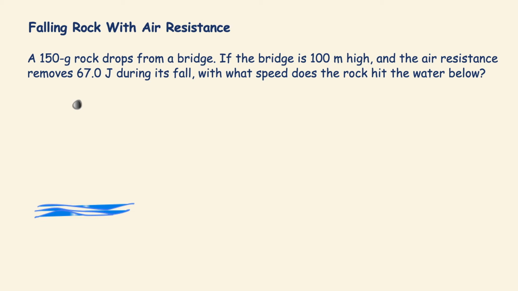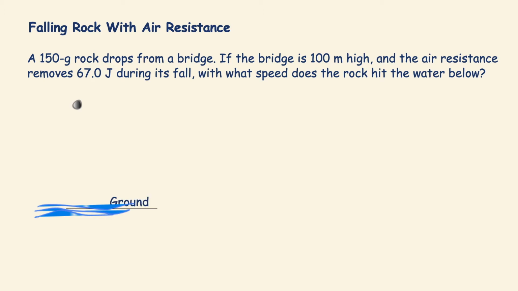We'll consider an example here of a falling rock with air resistance. We're going to have a 150-gram rock dropping from a bridge. If the bridge is 100 meters high and the air resistance removes 67.0 joules during its fall, the question will be: with what speed does the rock hit the water below?